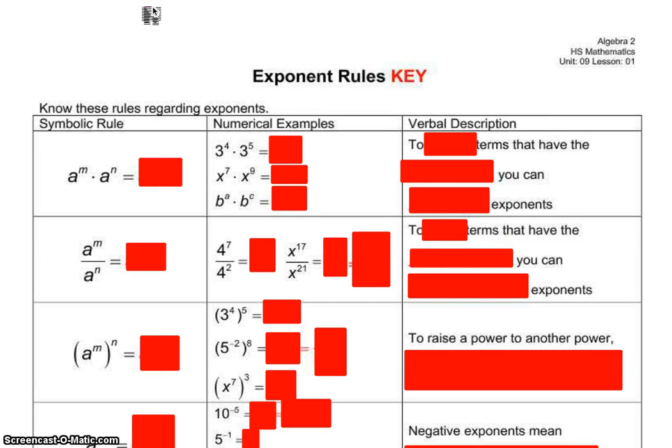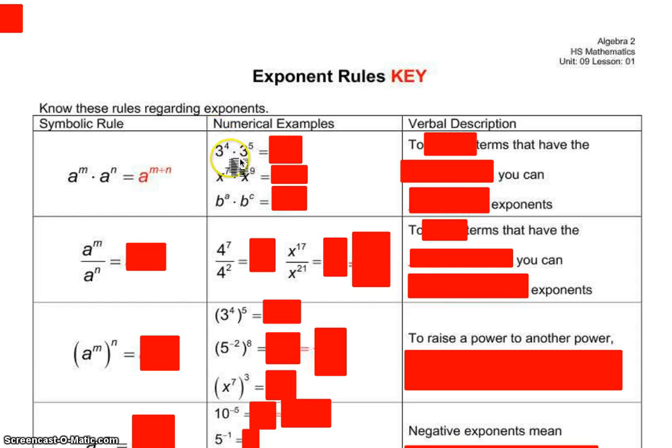This is for Algebra 2, and this is starting our exponential unit. We're going to quickly remind ourselves of the exponent rules. When you are multiplying like terms, they've got to have the same base. You simply add the exponents. It would be m plus n.